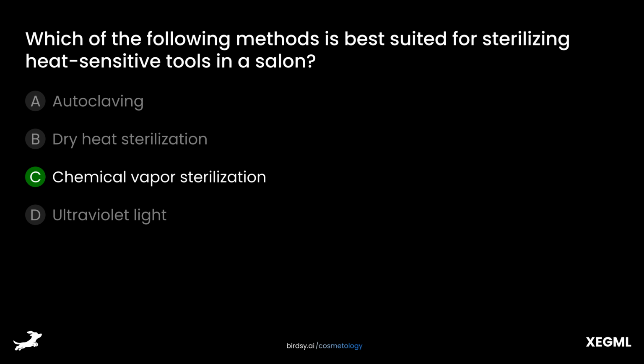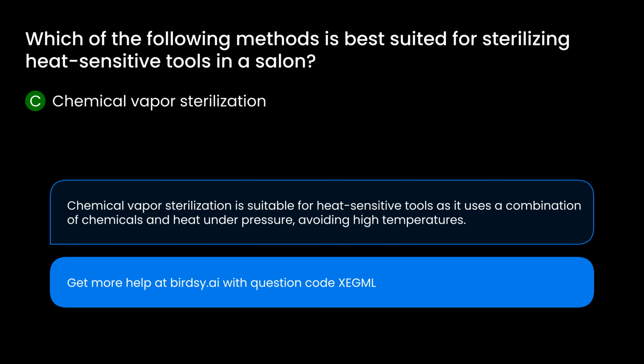chemical vapor sterilization. Chemical vapor sterilization is suitable for heat-sensitive tools as it uses a combination of chemicals and heat under pressure, avoiding high temperatures.